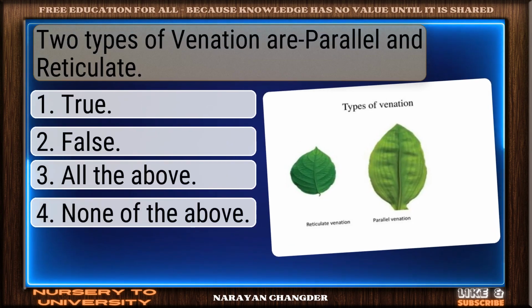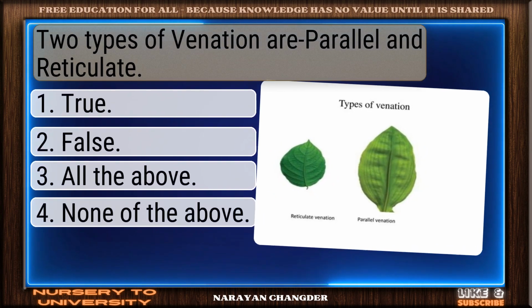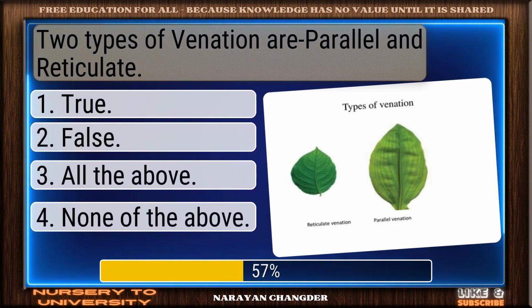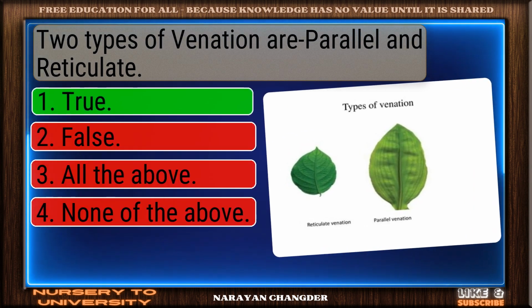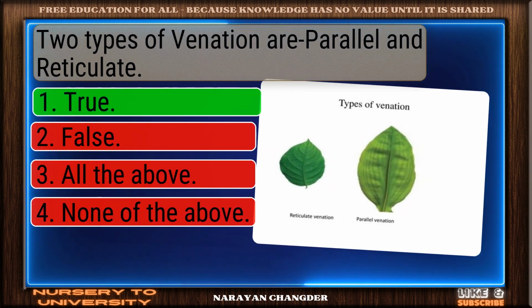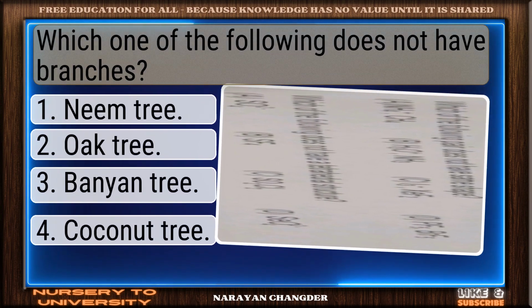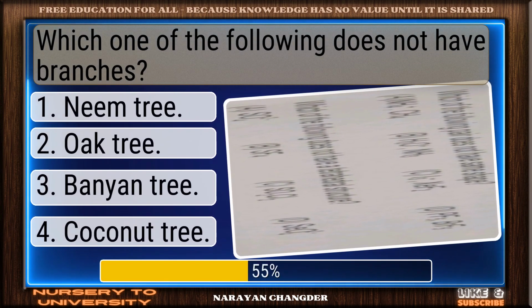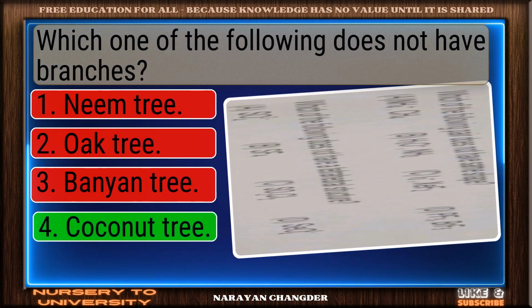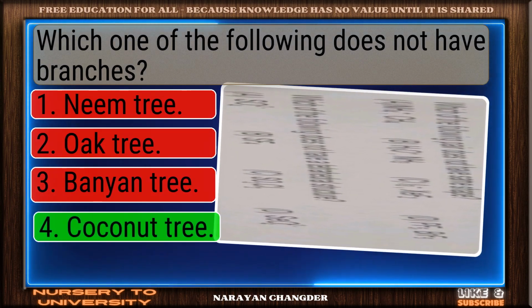Two types of venation are parallel and reticulate. Clear logic. Your choice true is sound and 100% true. Which one of the following does not have branches? Nicely done. Coconut tree is a solid answer.